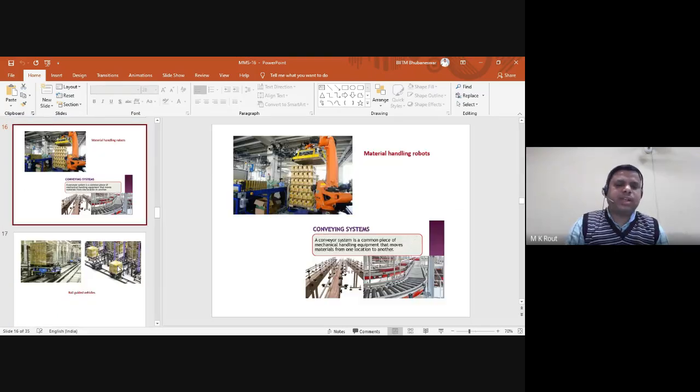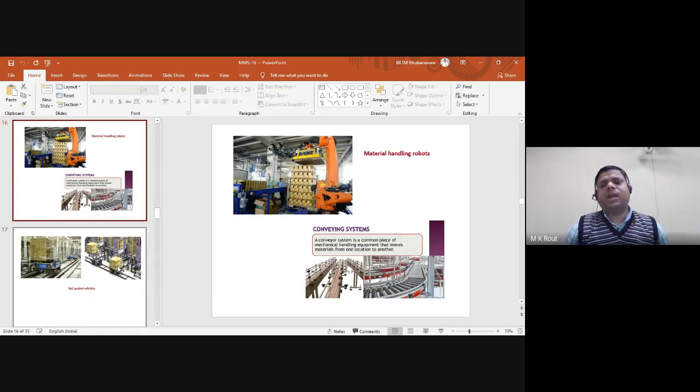So here is the typical example. In case of material handling, an articulate robot, that means an arm robot, is employed for loading and unloading of different material from one workstation to other workstations. And in case of conveyor, in most of the packaging industries and logistic companies, they are using different kinds of conveying systems.